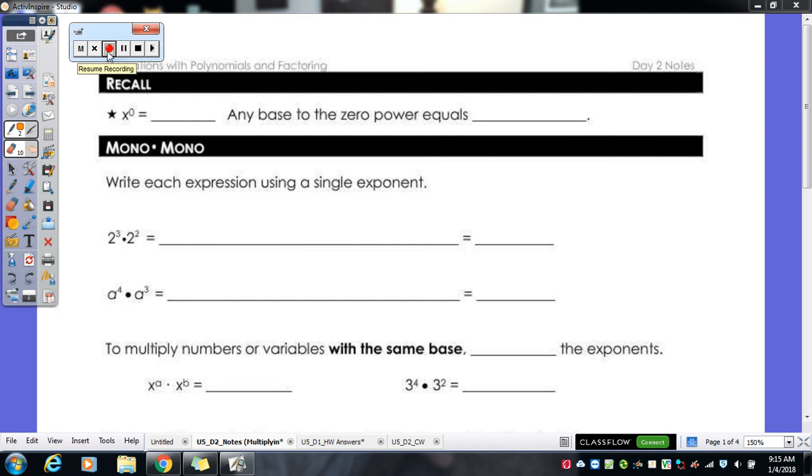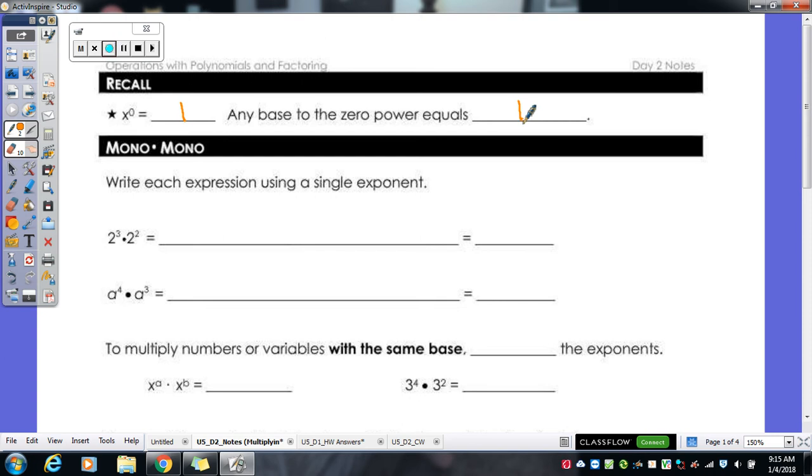So up here I have a little recall. X to the 0 power. Who remembers what that equals? Not 0. 1. Anything raised to the 0 power equals a 1, always.